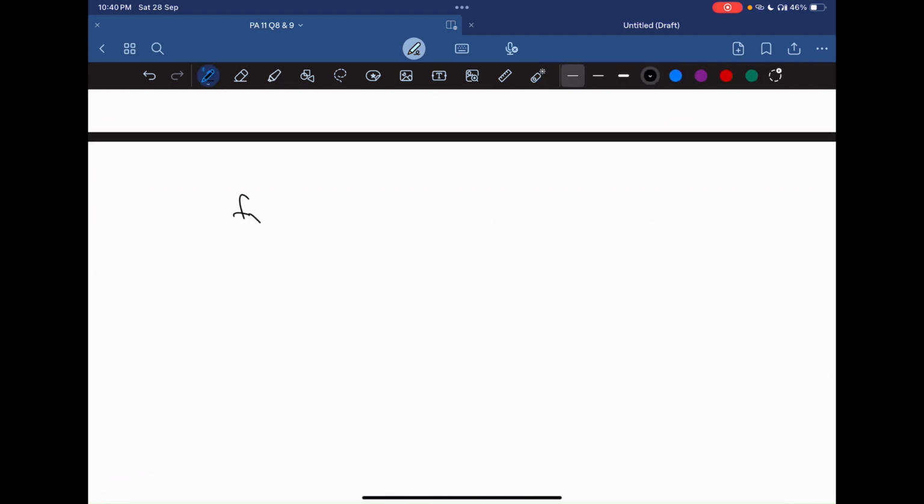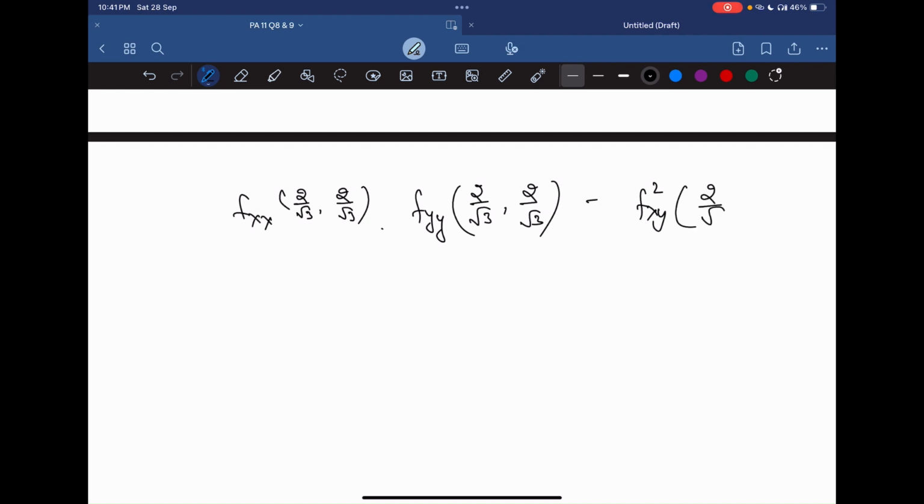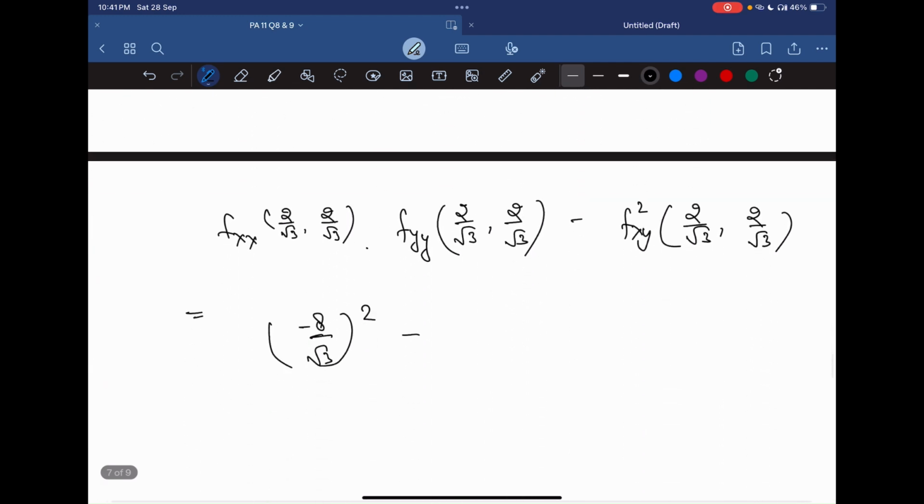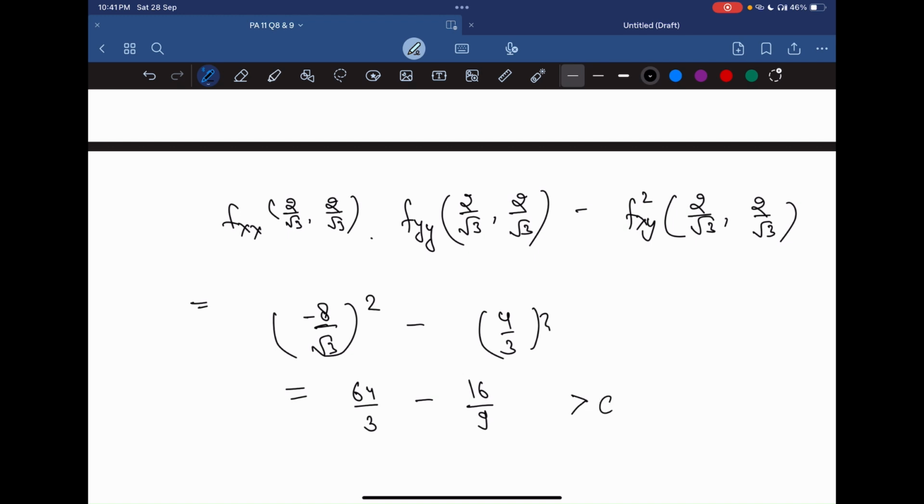it would be fxx at 2 by root 3 comma 2 by root 3 multiplied with fyy at 2 by root 3 comma 2 by root 3 minus fxy square at 2 by root 3 comma 2 by root 3. So it would be minus 8 by root 3 square minus 4 by 3 square. So it is 64 by 3 minus 16 by 9. So this is greater than 0.